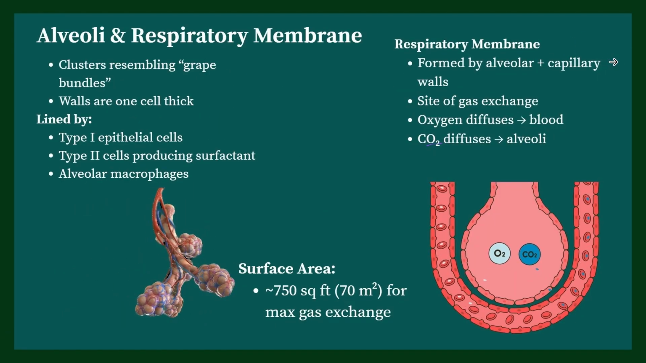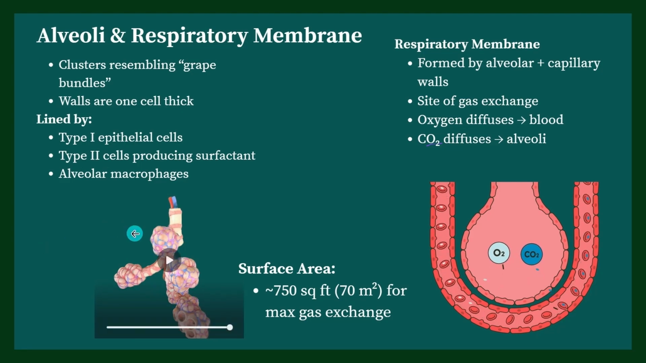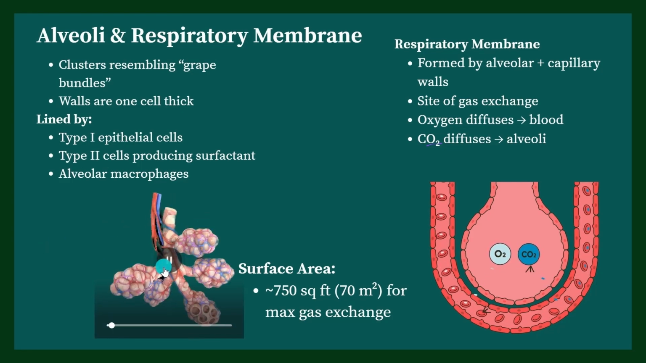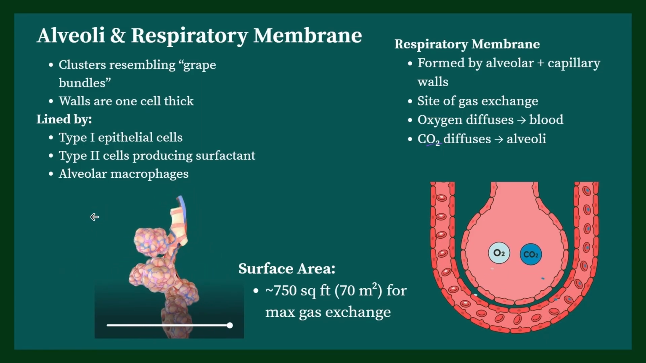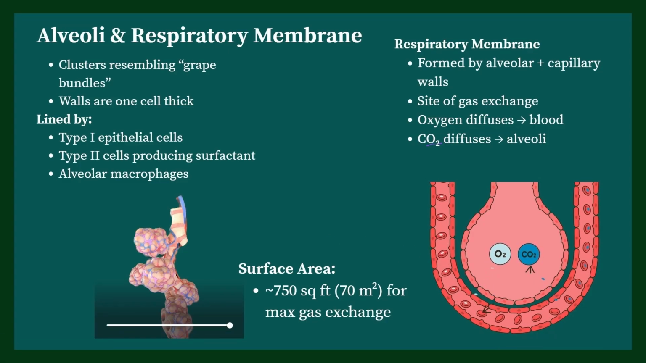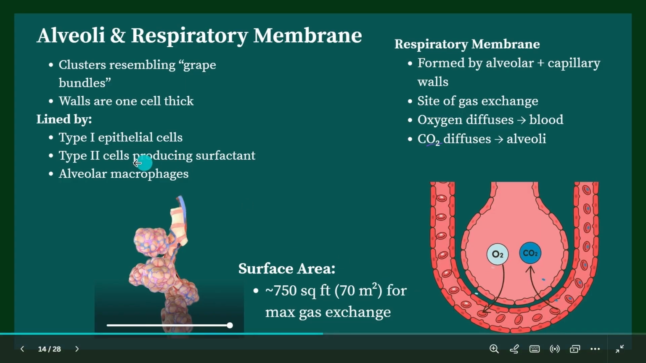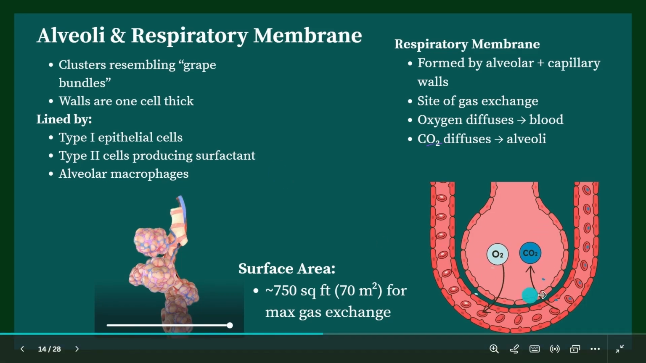So a little bit more about alveoli and the respiratory membrane. The alveoli look like little grape bundles, and their walls are 1 cell thick, so that gas exchange can happen really easily between the cells of the lungs and the bloodstream. They are lined with epithelial cells, which produce a fluid called surfactant that helps keep the alveoli from sticking together and keeps them open.